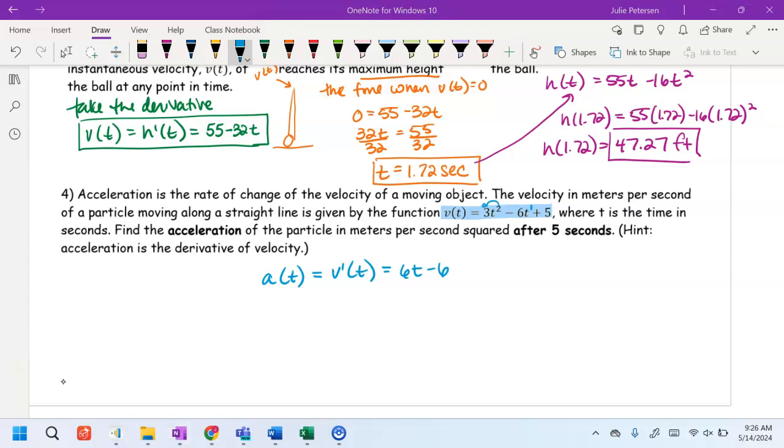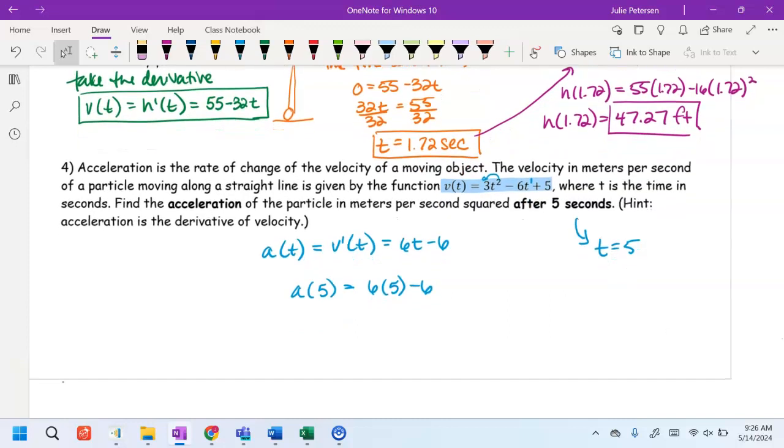Now what we're going to do is say, what's our acceleration at 5 seconds, when time equals 5? So I'm going to say a of 5 equals, and then I'm just going to plug in. It's going to be 6 times 5 minus 6. So at 5 seconds, we'll be able to tell what our acceleration is. 30 minus 6 is 24. And then acceleration is measured in meters per second squared. So anytime we're doing acceleration, it'd be meters or feet or whatever per second squared. So that's how we use the derivative to help, and this should help you with your last assignment.